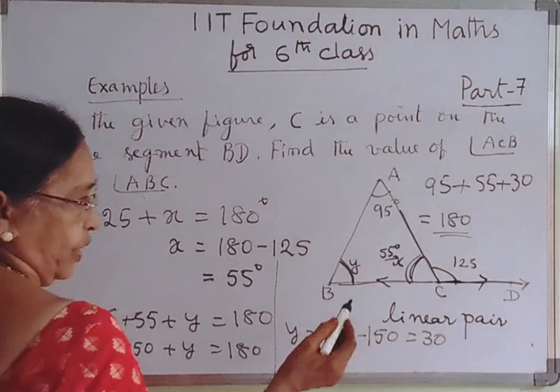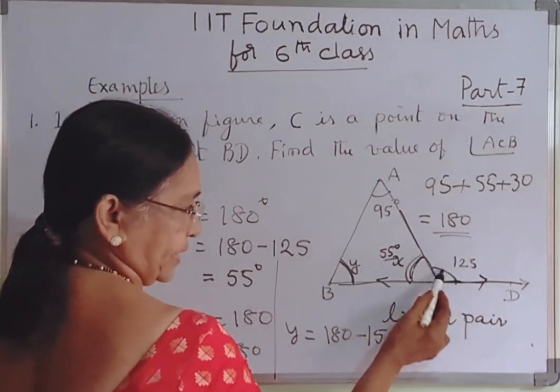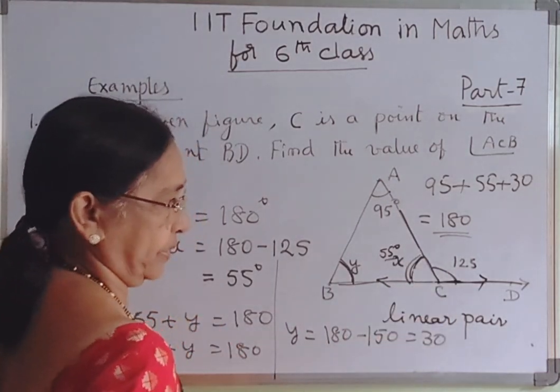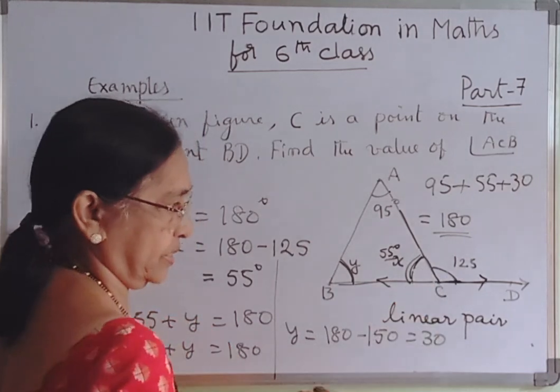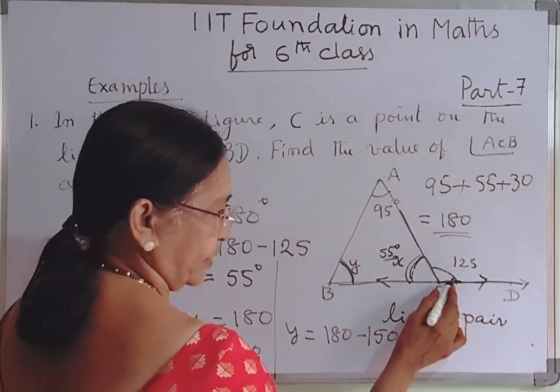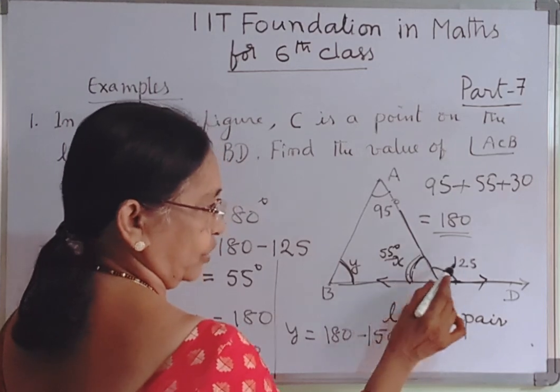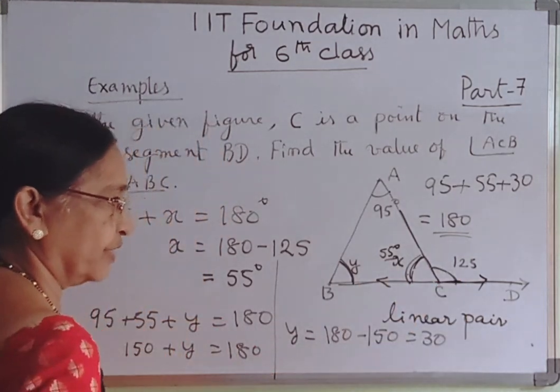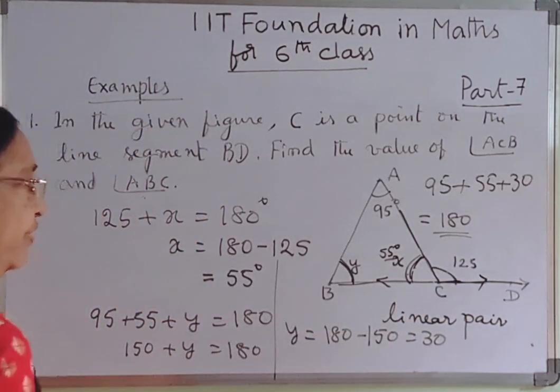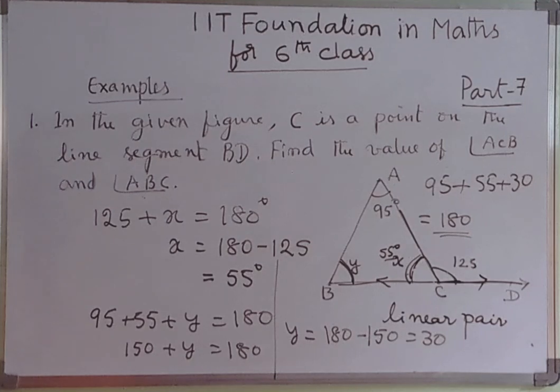So here these two angles are linear pair. So these two angles forming a straight line. Therefore, sum of these two angles is equal to 180. So this angle is equal to 180 minus 125, which is equal to 55 degrees. So next, let us take another example.